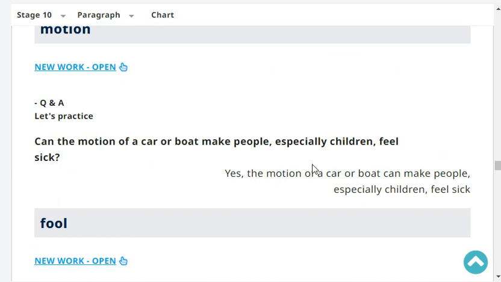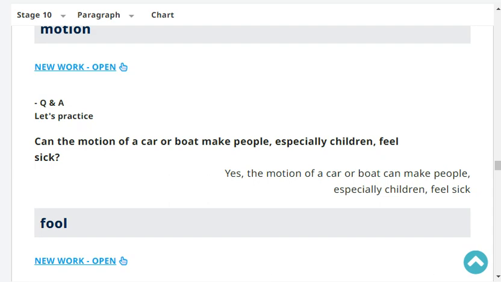Very good. Can the motion of a car or boat make people, especially children, feel sick? Yes, the motion of a car or boat can make people, especially children, feel sick.